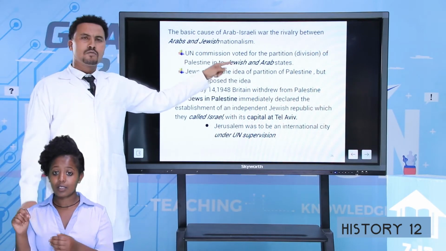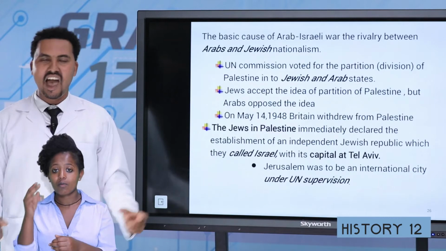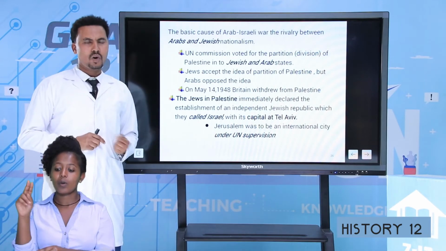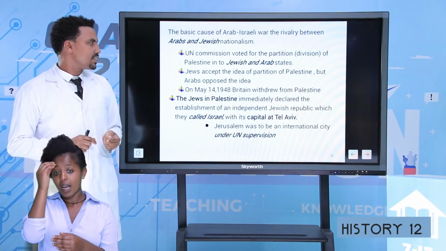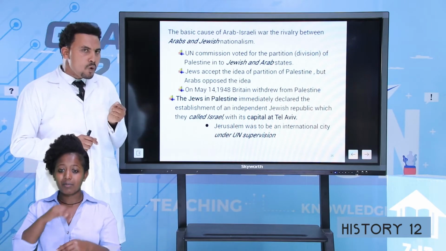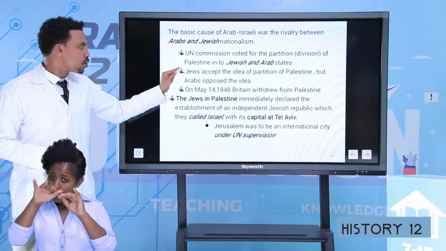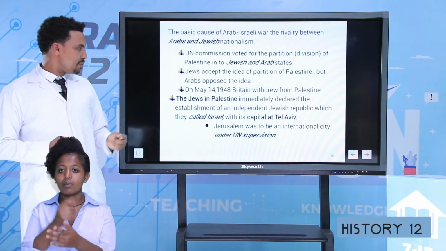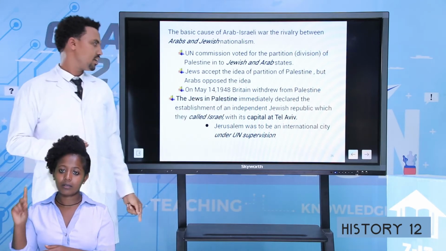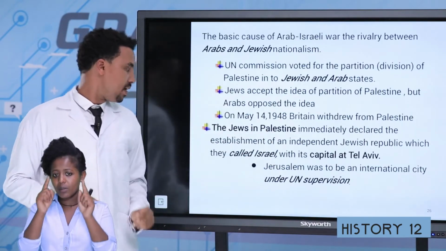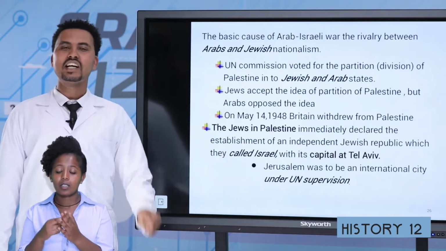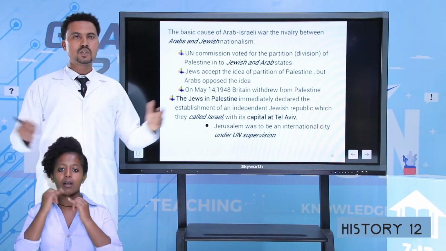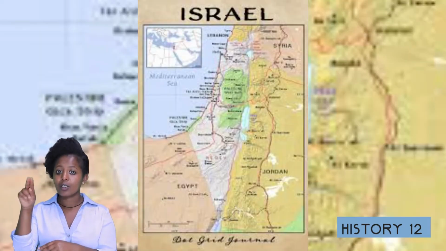The UN Commission voted in 1947 for an Arab state and a Jewish state. The Jews accepted the solution of the UN. On the other side, the Arab nationalists rejected and opposed the idea. On May 14, 1948, the British withdrew from Palestine. At the same time, the Jews in Palestine immediately declared the establishment of an independent Jewish republic they call Israel, with the capital city of Tel Aviv. Tel Aviv became the capital of Israel, with Jerusalem under UN supervision.